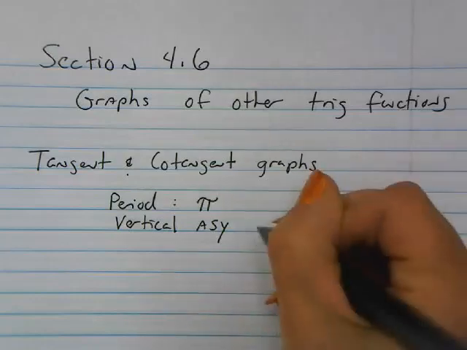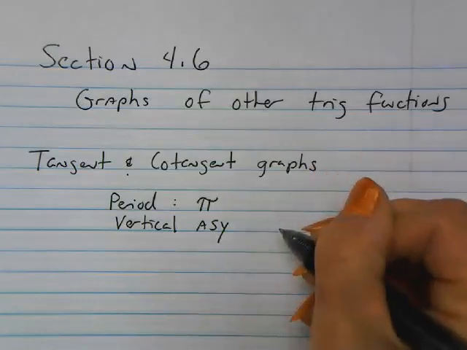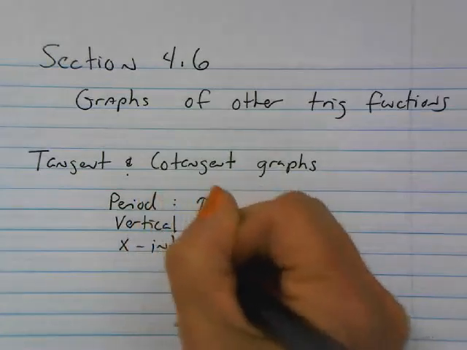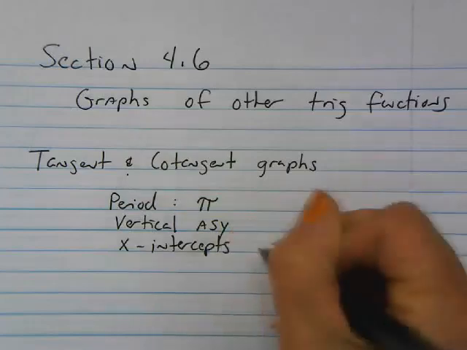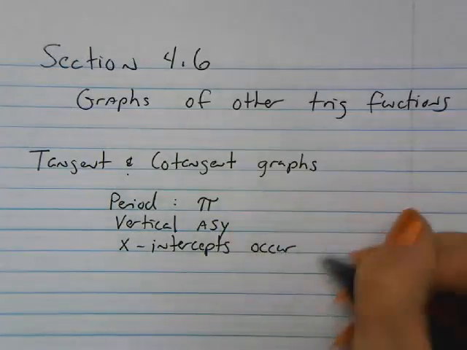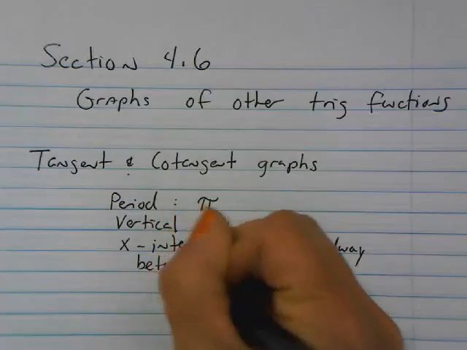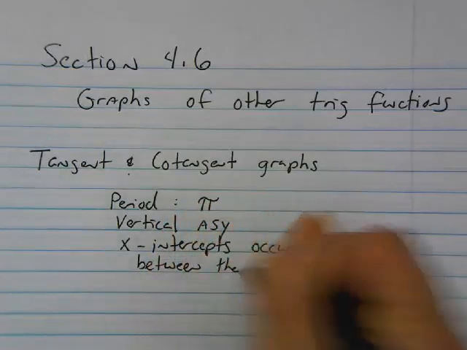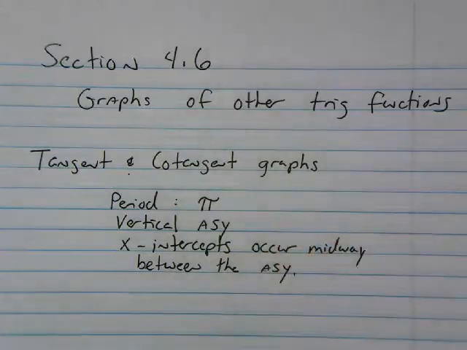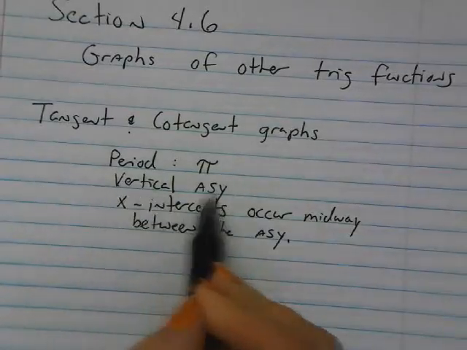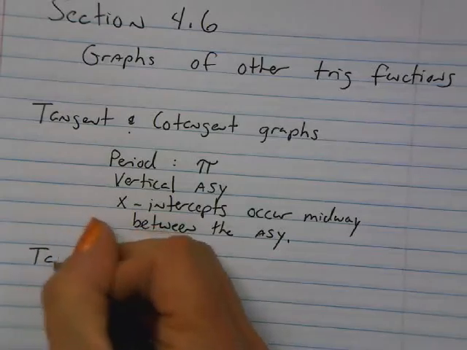They have vertical asymptotes as well. And the x-intercepts occur midway. So I'm going to show you both of those. I'm going to address this as I go down. So first I want to talk about the tangent graph.